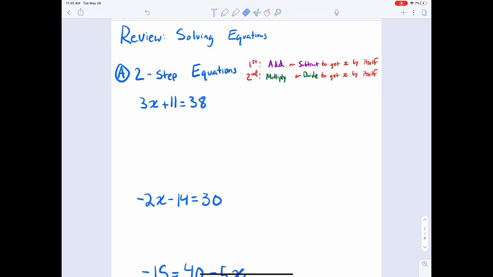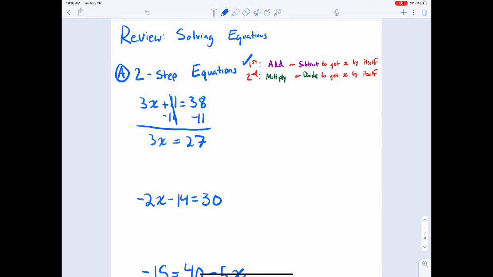So right now this 11 here is with it. It's being added. So the first step is add or subtract to get x by itself. To get rid of this plus 11, the only way we can do that is if we minus 11. If we minus 11 to one side, we have to do it to the other. So that'll cancel out, and remember we'll get 3x equals 38 minus 11, which is 27. Okay, so we just did step one there.